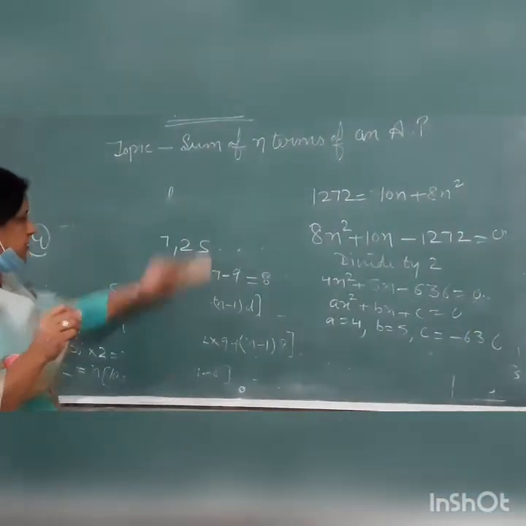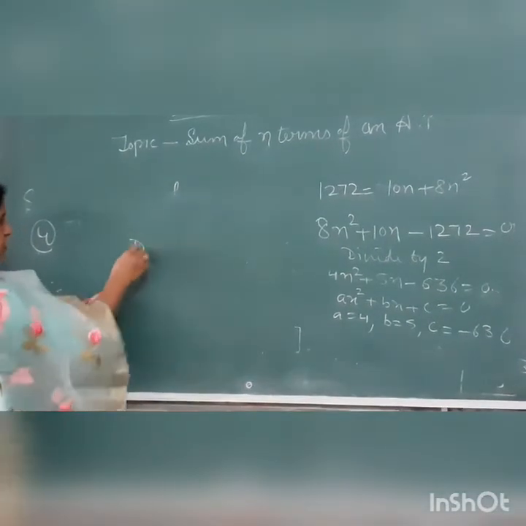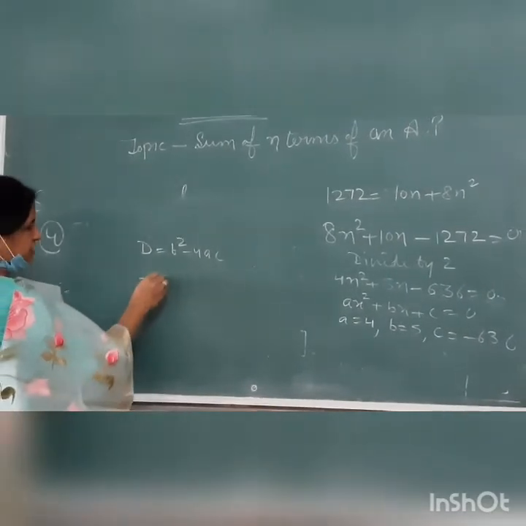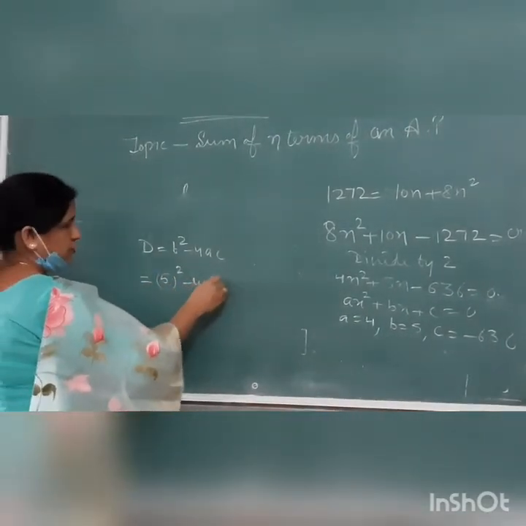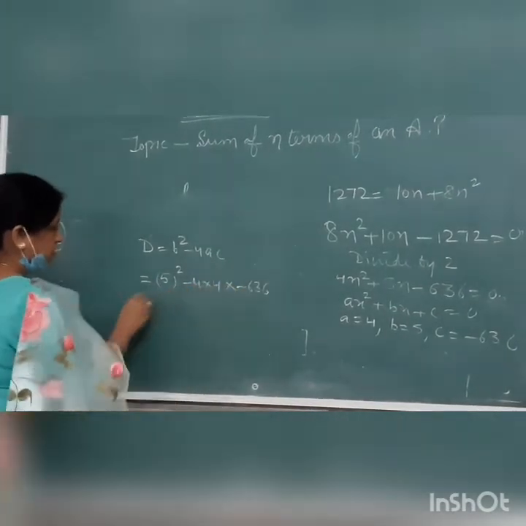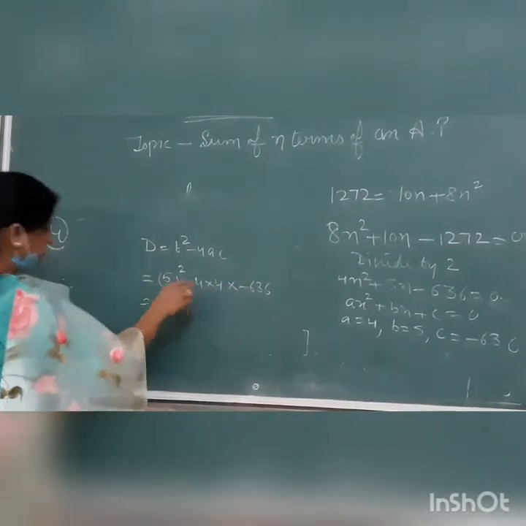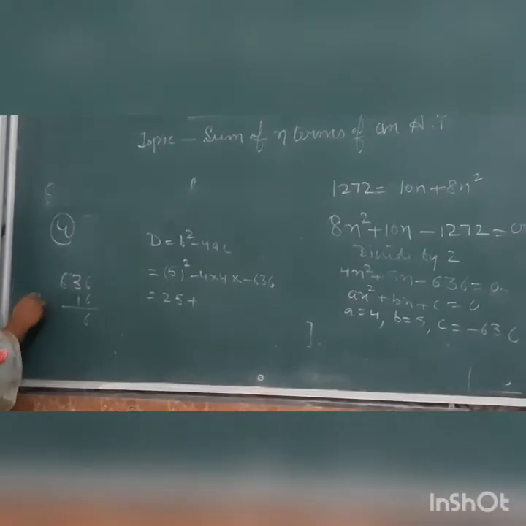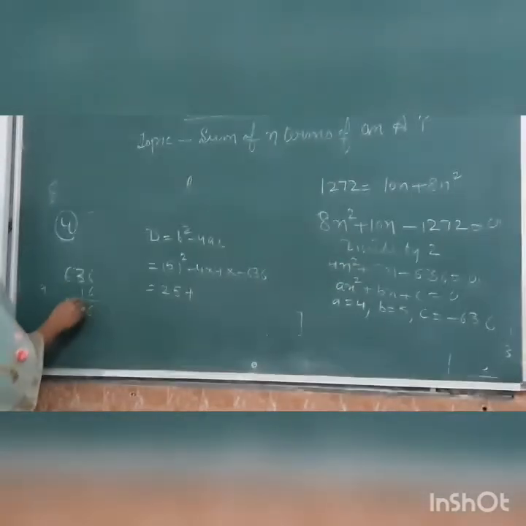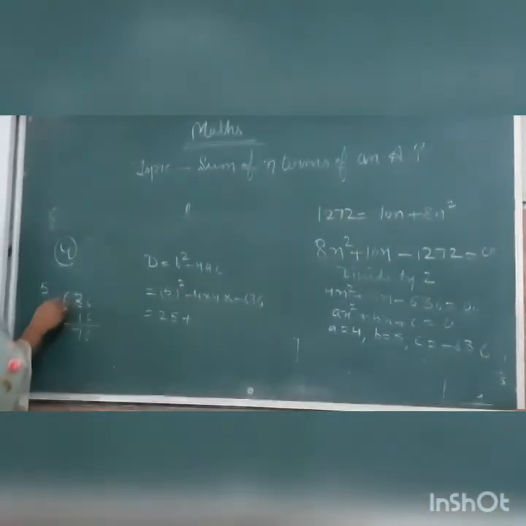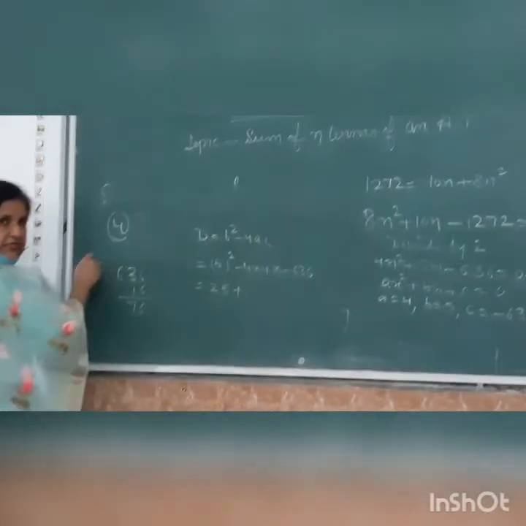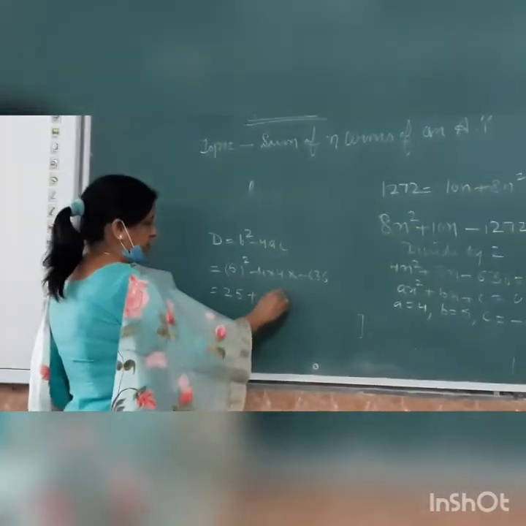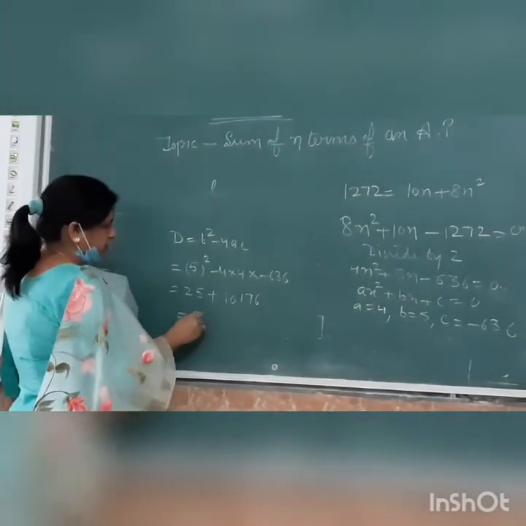Then you can first find the discriminant D. D is equal to b square minus 4ac. b is 5, the square, minus 4 into 4 into minus 636. 25 minus minus plus. 4 4 जा 16, 636 को 16 में मल्टीप्लाई करोगे, 16 6 जा 96, 9 कैरी, 16 3 जा 48, 9 57, 5 कैरी, 96, 16 6 जा 96, 96 plus 5 101. So 10176 is equal to 25.